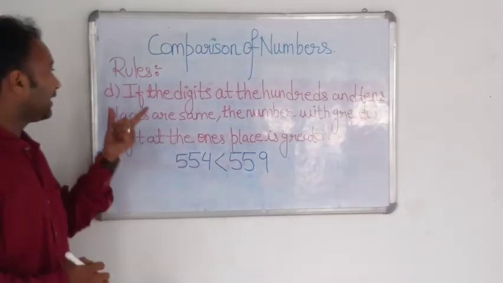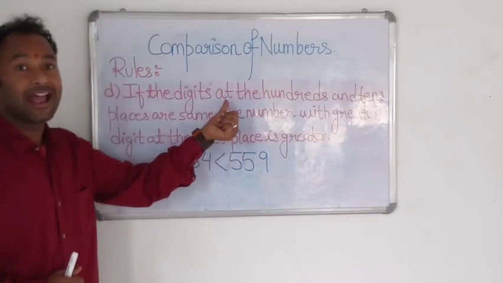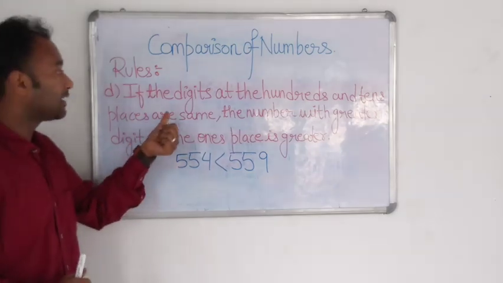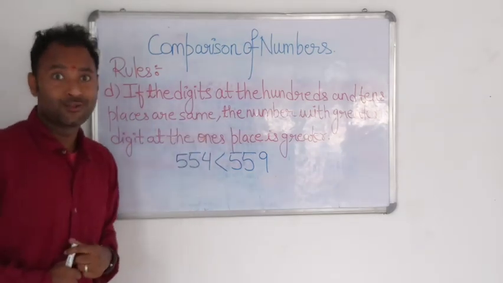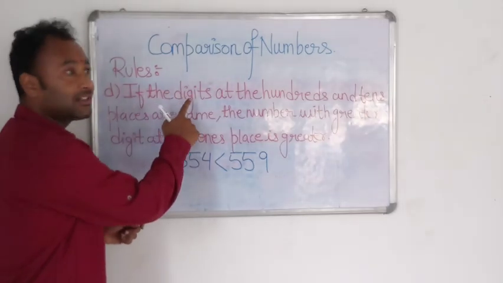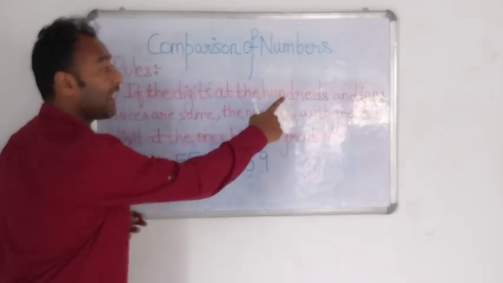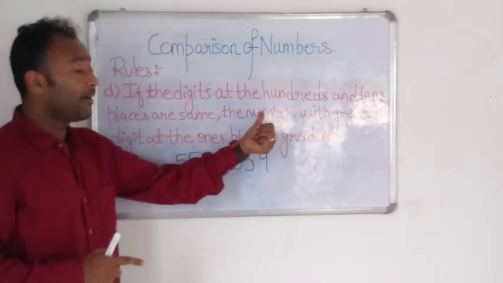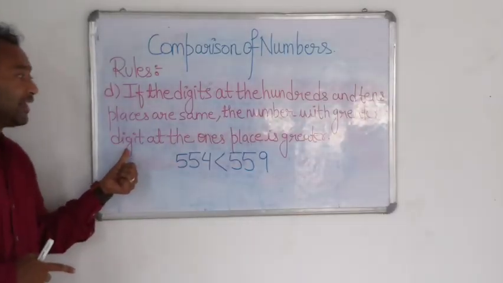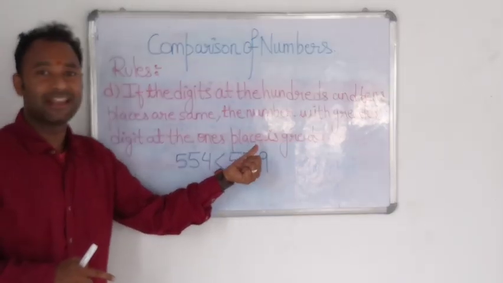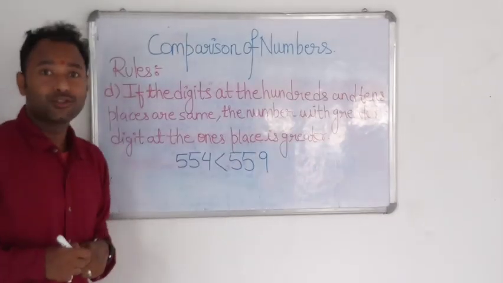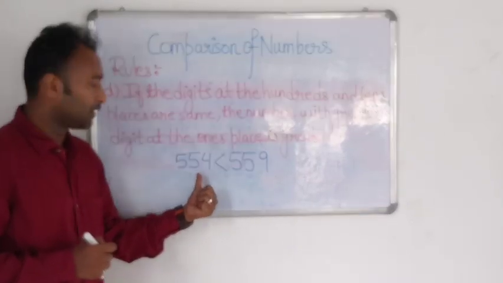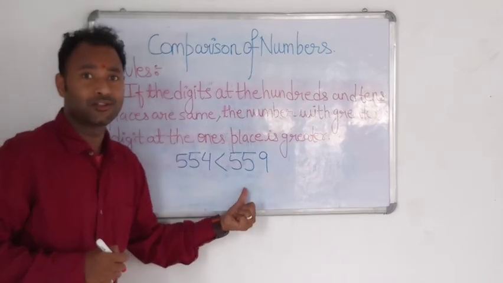Come to the fourth rule. The fourth rule says that if the digits at the hundreds and tens places are the same, understood students? If the digits at the hundreds and tens places are the same, the number with the greater digit at the ones place is greater. Now students, here is an example, and here it is a 3 digit number.